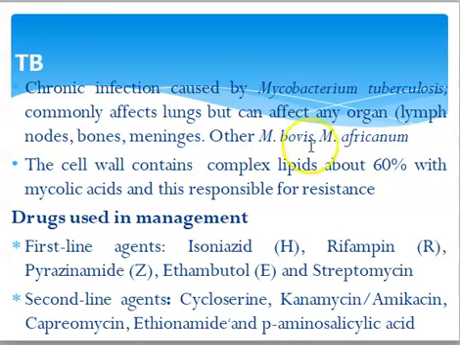Now, of course, we know that TB is a chronic infection caused by Mycobacterium tuberculosis. It commonly affects the lungs and can also affect other organs such as lymph nodes, bones, and meninges, causing meningitis. No, I'm not talking about the signs and symptoms. Those ones I'm sure you're aware of. I am in pharmacology. You can cover them in therapeutics.